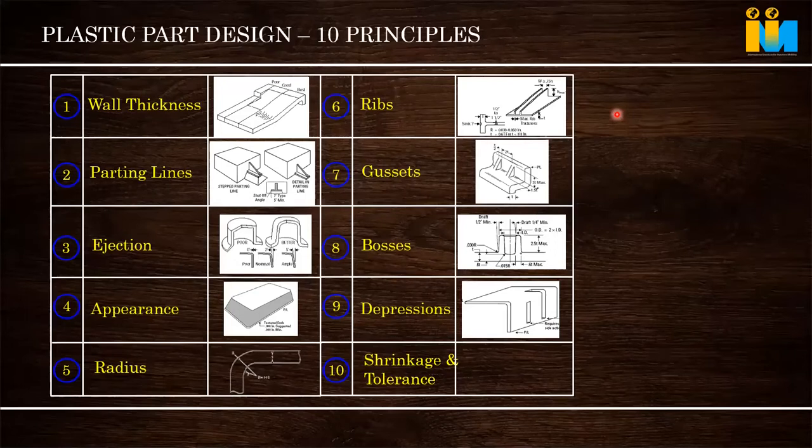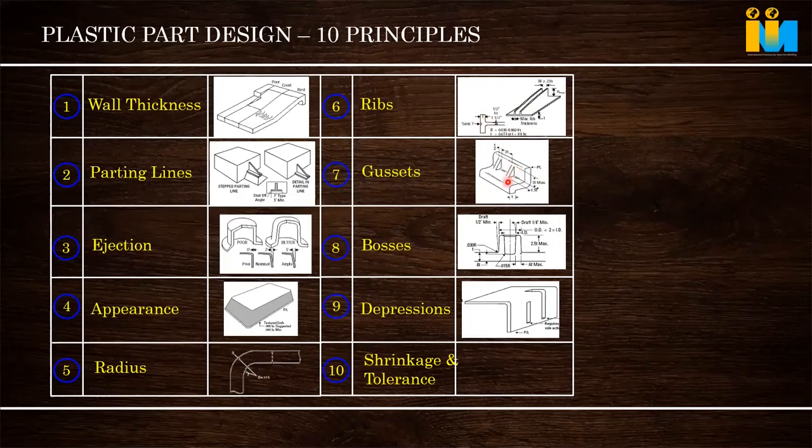Then we have seen ribs. Ribs are like a supporting element. If you have made a part just flat, it will bend. To have extra support or mechanical property, we give ribs so that it will not bend. It's like a reinforcement. And when we are designing ribs, there is a chance of sink marks coming on top. How to address that, we'll be covering.